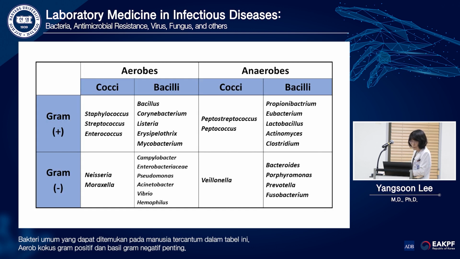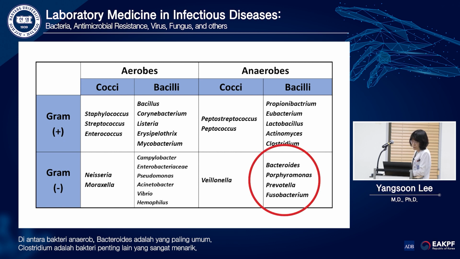The prevalent bacteria found in humans are listed in these tables. Aerobes with gram-positive cocci and gram-negative bacilli are important. Among anaerobic bacteria, Bacteroides are the most common. Clostridium is another important bacterium of great interest.